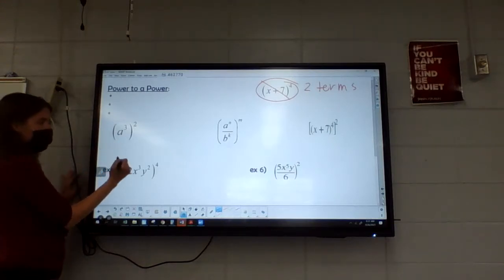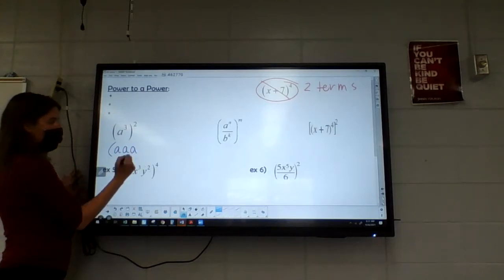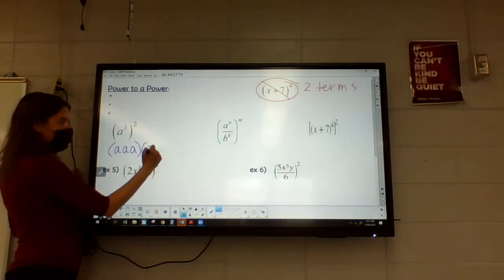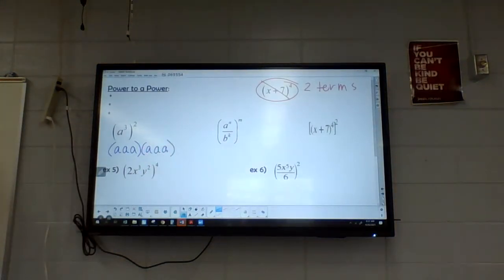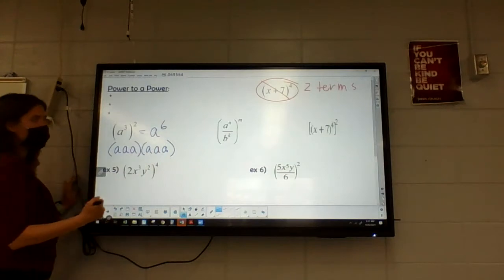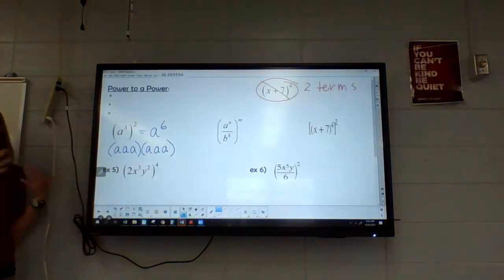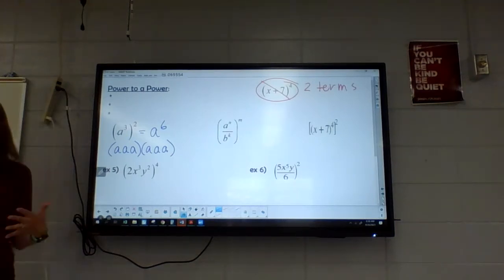Just like before, I asked you guys what a to the third meant, and that's really a times a times a. But it's being squared, so that means I have to multiply that by itself. So this is really like I'm multiplying a 6 times. So this is really just a to the 6th. So how would I explain to someone what to do with those 3 and 2? What did we just do there? Yep. We're just multiplying the exponents in this case.